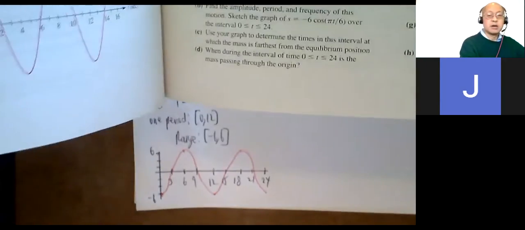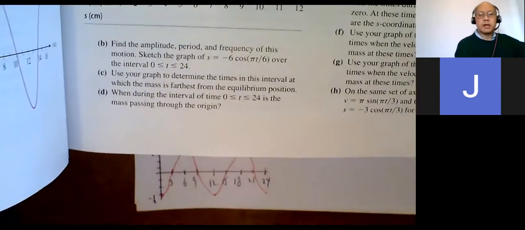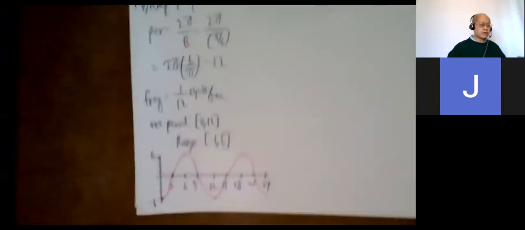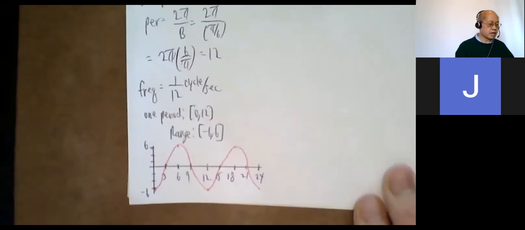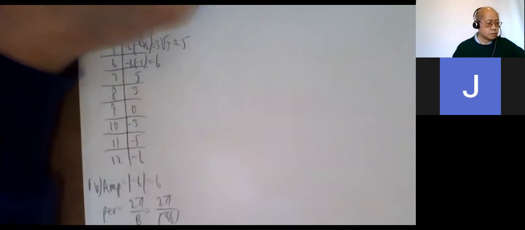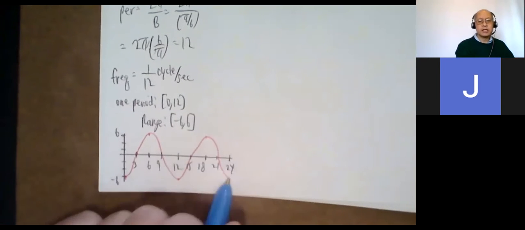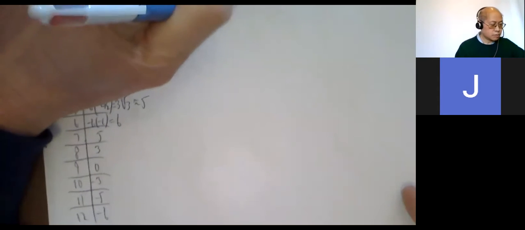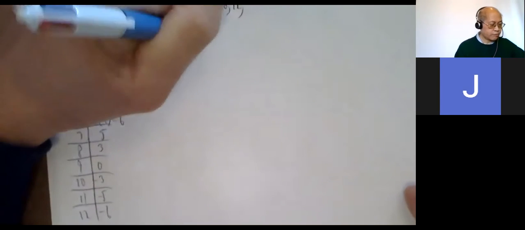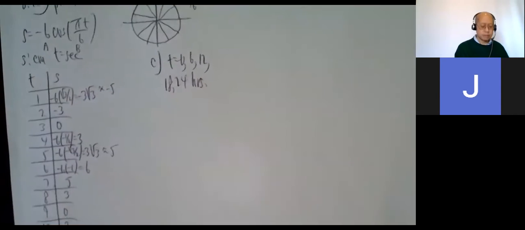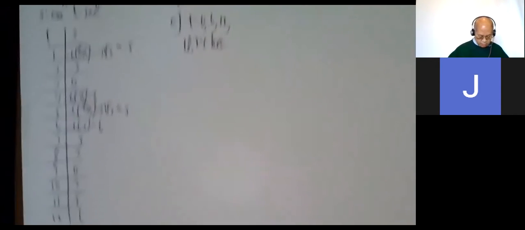Part C. Use your graph to determine the times in this interval at which the mass is farthest from the equilibrium position. Farthest away means either 6 or -6, right? So that would be at 0, 6, 12, 18, and 24. T equals 0, 6, 12, 18, and 24 hours. Or if this is considered midnight, it'd be midnight, 6 a.m., 12 noon, 6 p.m., and then back to midnight.